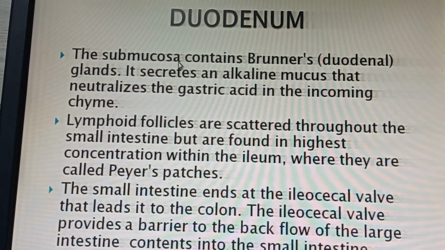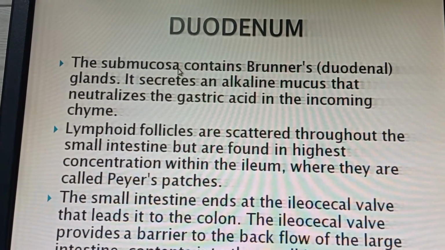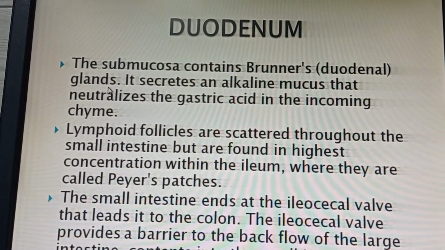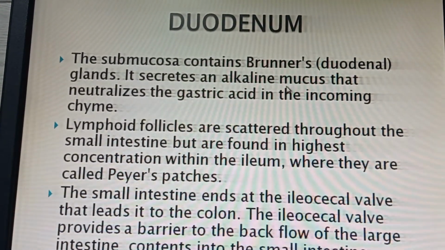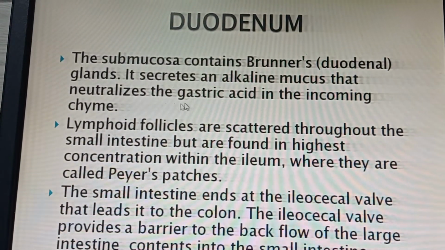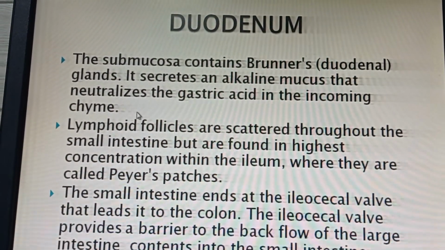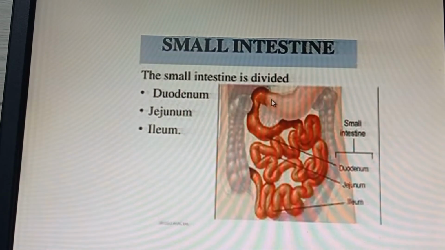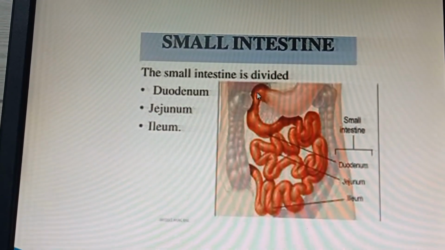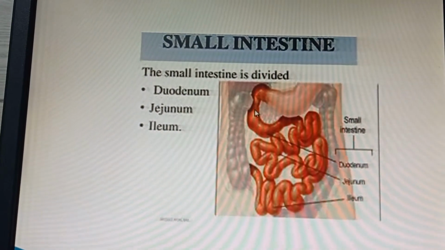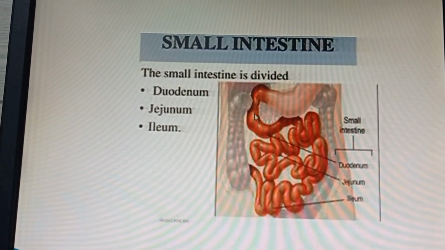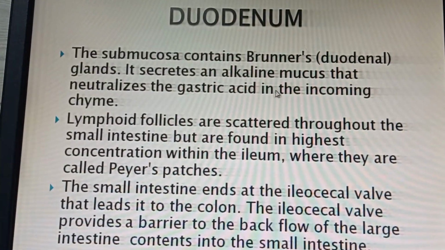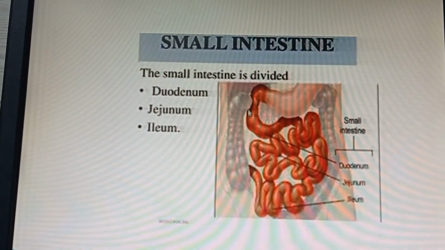The submucosa of the duodenum contains Brunner's glands, which are also called duodenal glands. They secrete alkaline mucus that neutralizes the gastric acid in the incoming chyme. The chyme coming from the stomach, after grinding, also contains some digestive gastric juices, so Brunner's glands secrete mucus to neutralize this gastric juice.